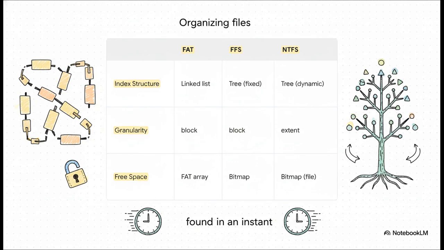And of course, there isn't just one way to be a librarian. This table gives you a quick look at how different file systems have evolved. You can see how the core index structure, the way the system organizes its map, changed from a pretty simple linked list in older systems to more complex and way more efficient tree structures in modern ones. They also use different tricks for tracking free space, like a bitmap, which is just a map of all the used and unused spots on the drive. Every new version is all about getting faster and more reliable at finding your data in an instant.